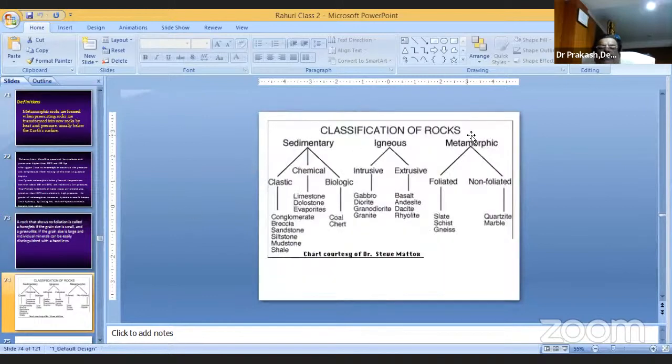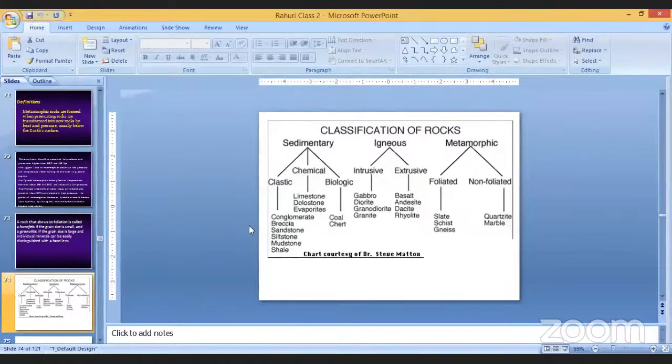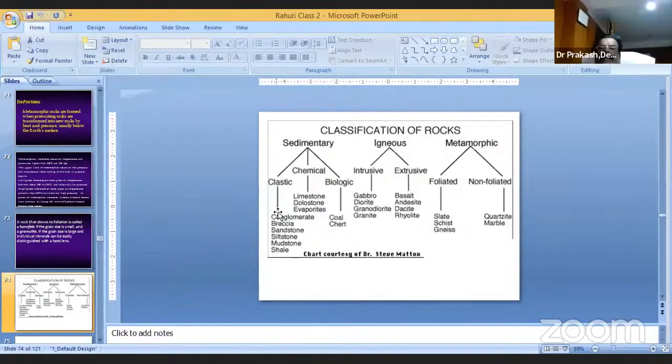So these are some classification of rocks: sedimentary rocks, clastic, chemical, biological. Igneous rocks, intrusive, extrusive. Metamorphic, foliated and non-foliated. So with examples for each of these classes. Clastic: conglomerate, breccia, sandstone, siltstone, mudstone, shale. Chemical: limestone, dolostone, dolomite, then evaporites. Biological: coral, chert, etc.